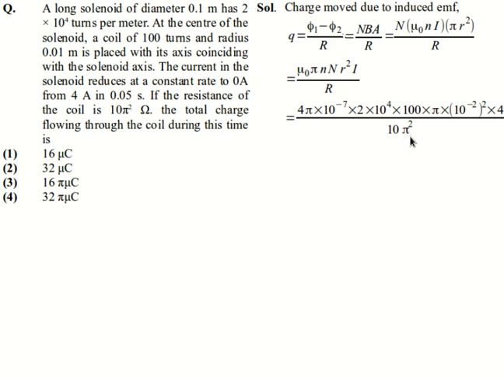Having filled all the values, we see that pi square gets cancelled, and then after rearranging, the final answer comes out to be 32 microcoulomb. This is the charge which is moved due to induced EMF, which is given to us in option 2. The correct answer to this question hence is option 2.